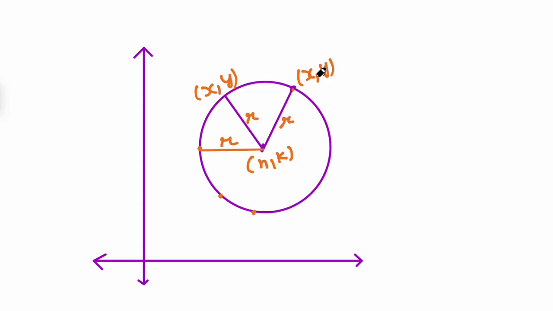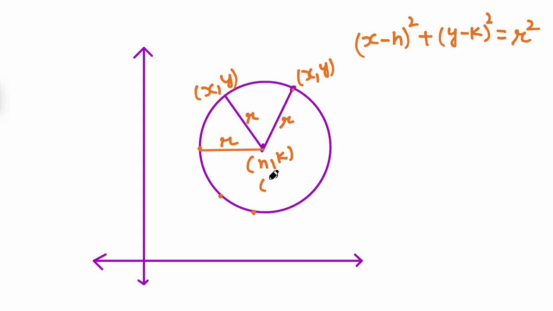So I'll use the distance formula: x minus h whole squared plus y minus k whole squared is equal to r squared, right? I am writing r squared just to eliminate the square root sign. This is the general equation of the circle.